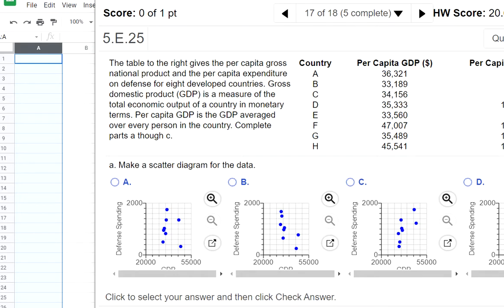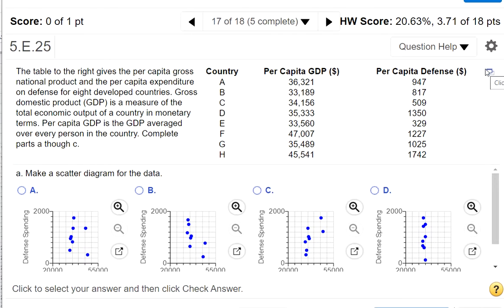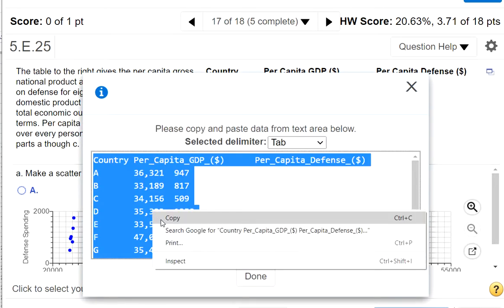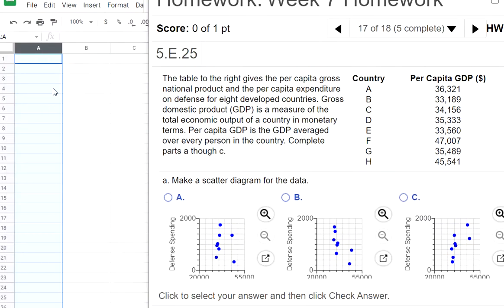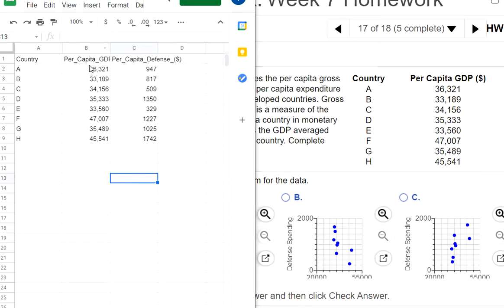Okay, so there's a lot of numbers going on here. Google Sheets is probably going to be the easiest way to do this. You can click this button, just like we did in previous videos, to copy the data over to a Google Sheets file. So this is the data we want to make a scatter plot for.